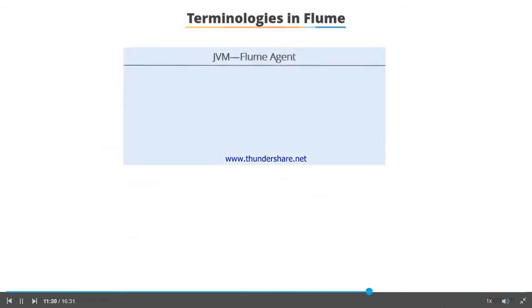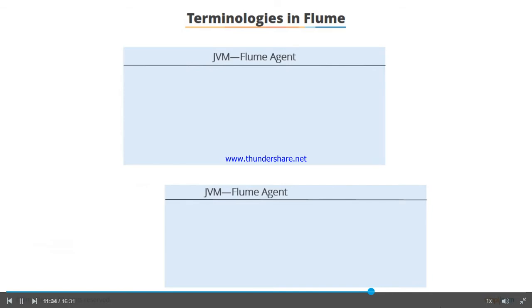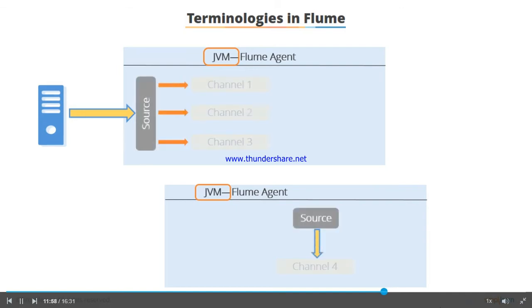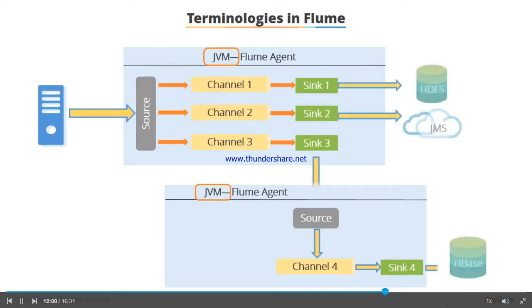In order to understand how Flume handles data flow, it is important to understand the following terminologies. Flume Agent. A Flume agent is a Java virtual machine, or JVM, process that hosts the components through which events flow. An agent runs one or more channel and sink sets through a flow multiplexer. The multiplexer either replicates or selectively routes an event. A Flume agent contains at least one source, one channel, and one sink.